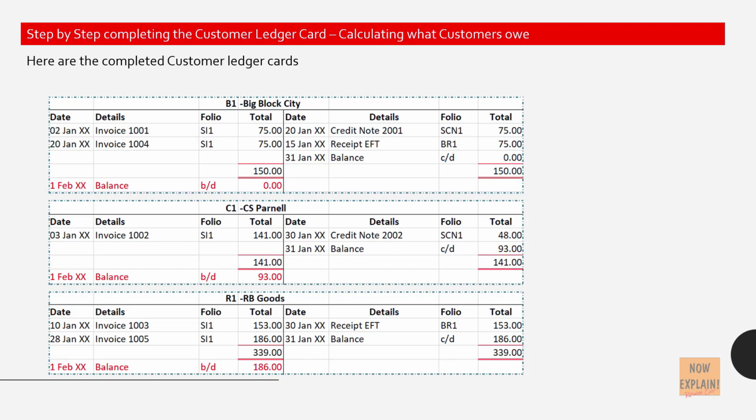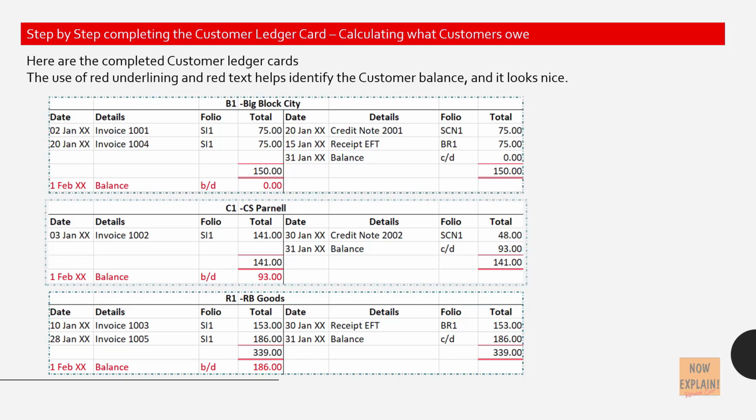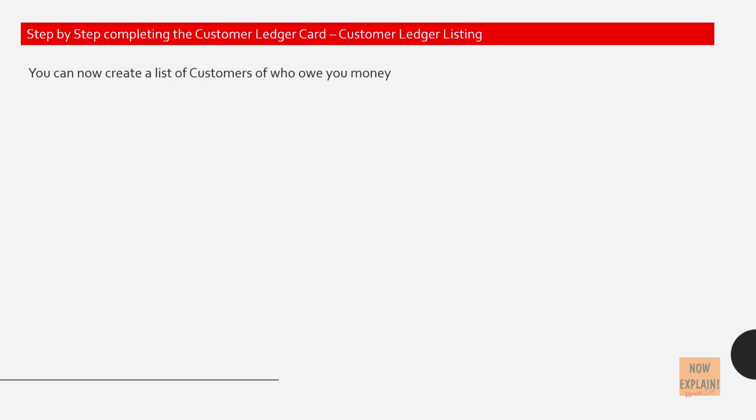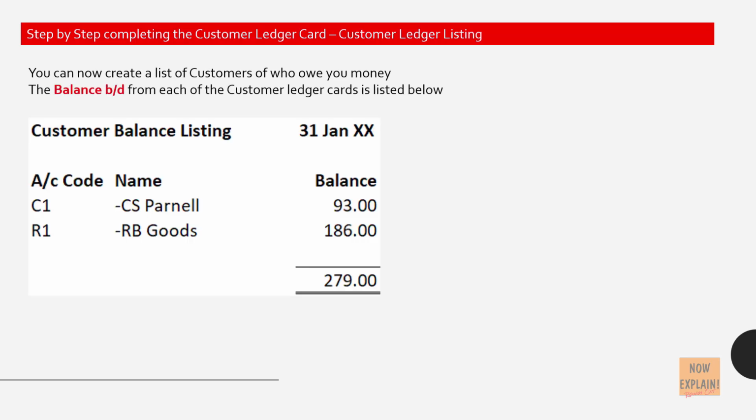Here are the completed customer ledger cards. The use of red underlining and red text helps identify the customer balance, and it looks nice. So Big Block City 00, CS Parnell 093, and RB Goods 186 euros. You can now create a list of customers who owe you money. So here's our customer balance listing. So this business is in total owed 279 by its customers.